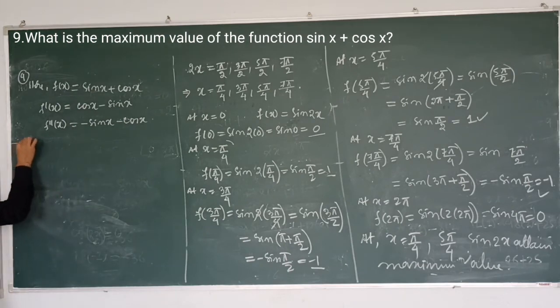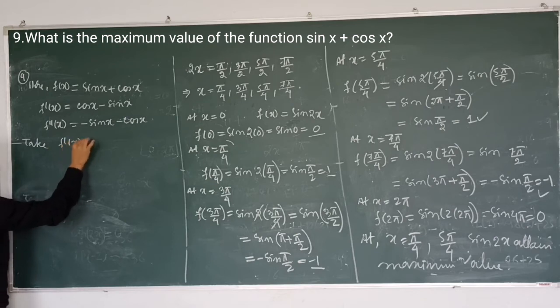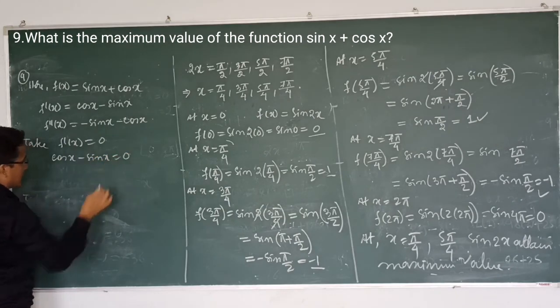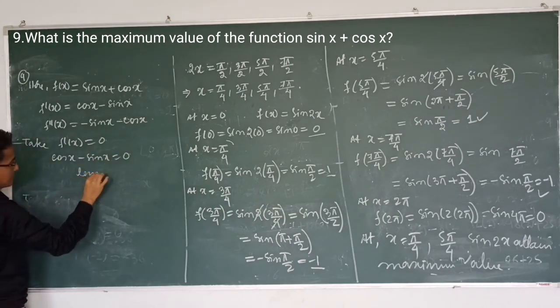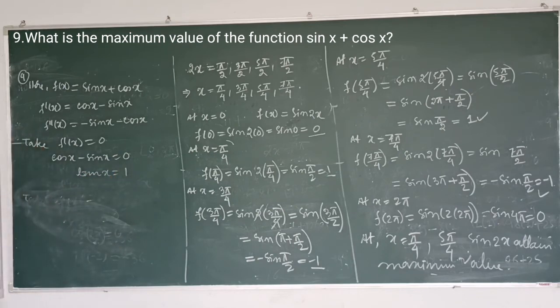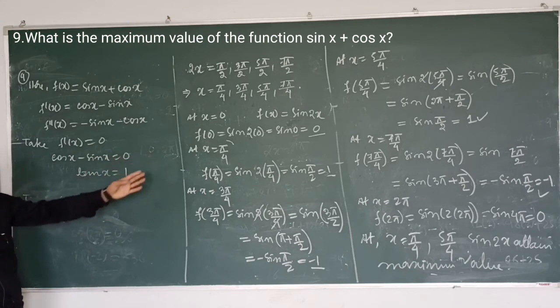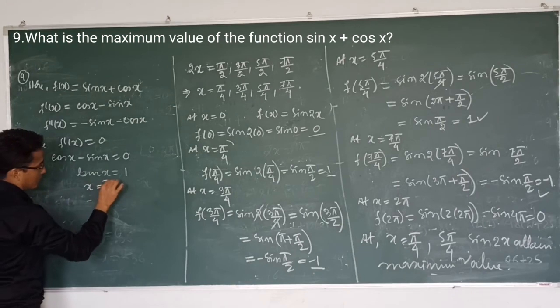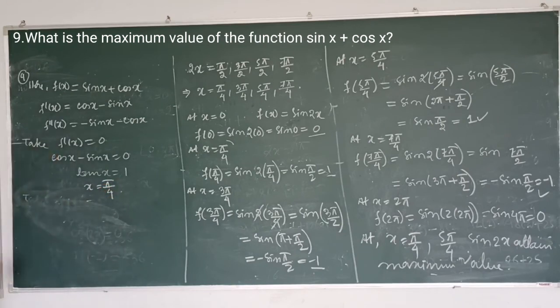Now take f dash x equal to 0. That means cos x minus sin x equal to 0, that means tan x equal to 1. I directly solved this question because we solved this type of question two times earlier. So tan x equal to 1, that means x equal to what? Pi by 4. The value of x is pi by 4.